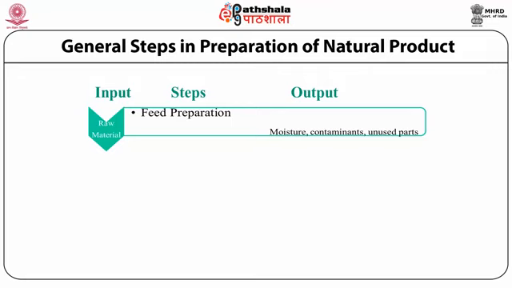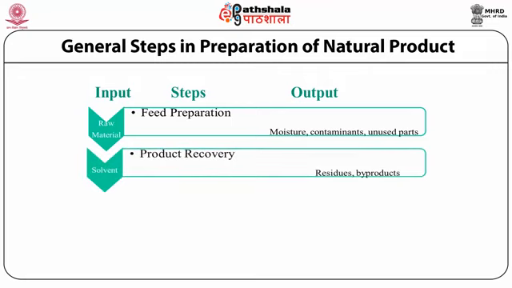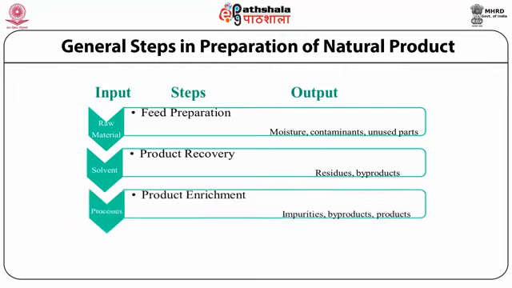The second step is product recovery, where you want to separate the useful constituents from that of the matrix. So you provide different solvents in the form of liquid, or it can even be in the form of supercritical solvents. So they provide you a medium for product recovery, and the output is in the form of residues or exhausted drugs. The third step is product enrichment.